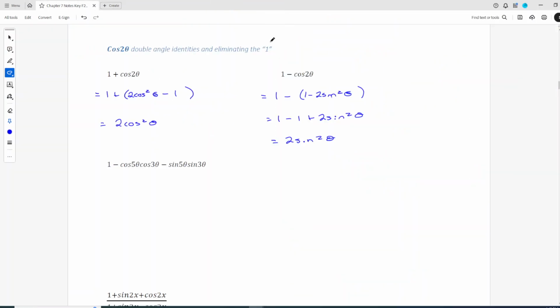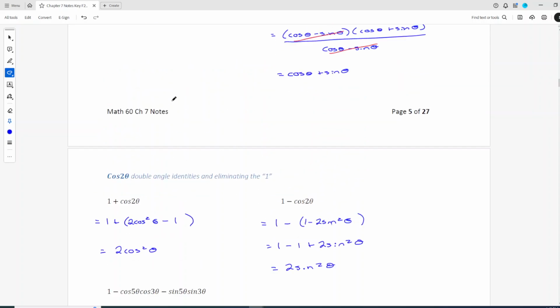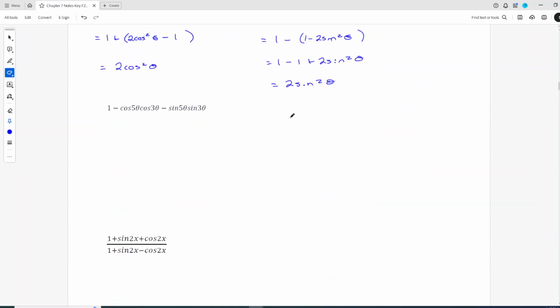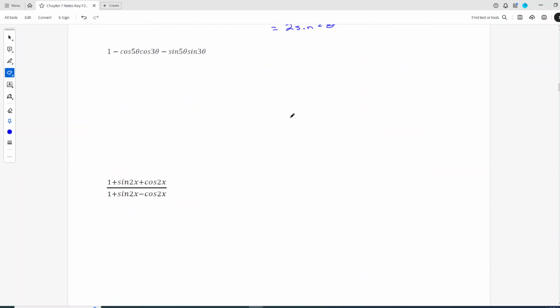So it can just be really helpful to keep that in mind, that when you're substituting in for the cos 2 theta identity, there'll be some clue in the question. Maybe it'll be a 1, or maybe it'll be something like a cos theta minus sine theta in a denominator. All right, let's try a couple questions where they might be a little bit harder.